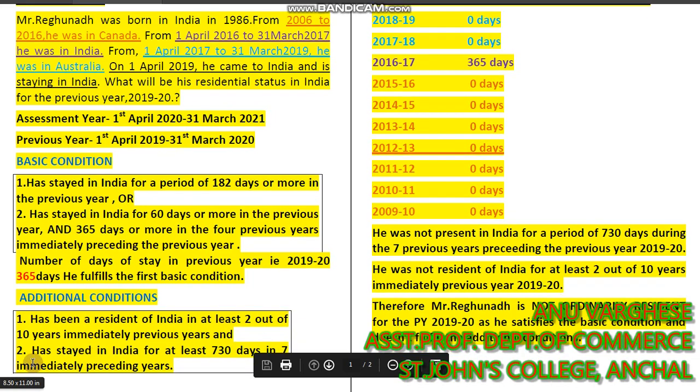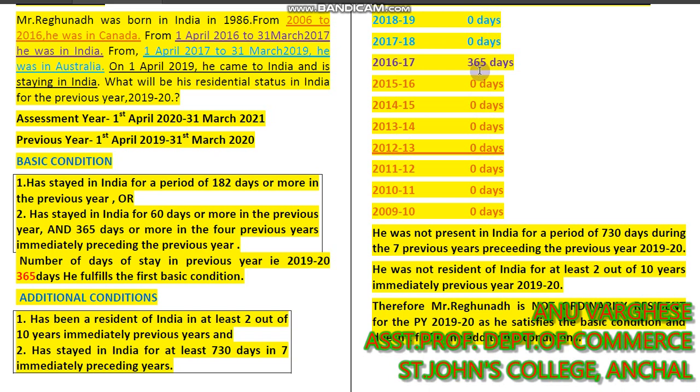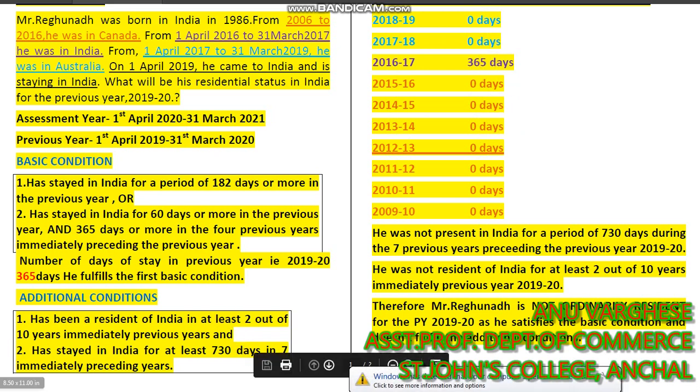Now let us check whether he is satisfying the second additional condition. The second additional condition is he should stay in India for at least 730 days in the 7 immediately preceding previous years. For that you have to add the number of days of stay during these 7 preceding previous years. Now you are not getting 730 days. That means again this assessee is not satisfying the second additional condition. Mr. Raghunath is not satisfying both additional conditions. He is satisfying only the basic condition.